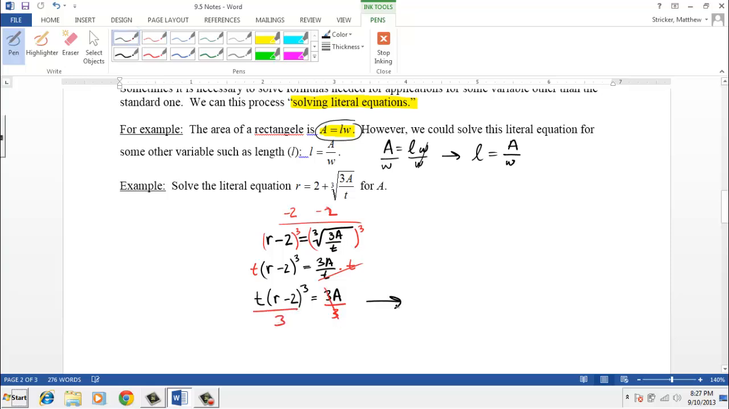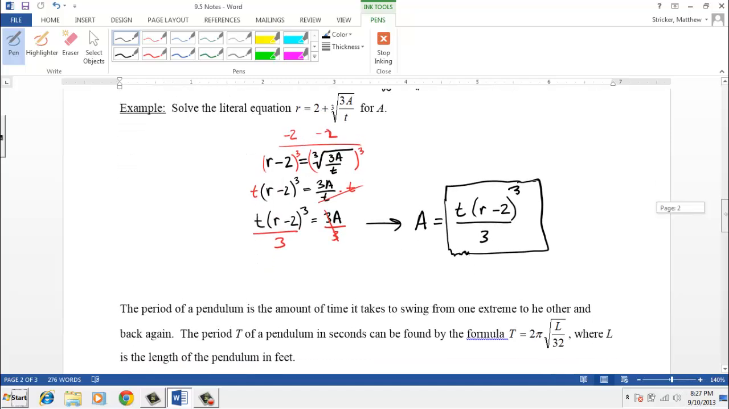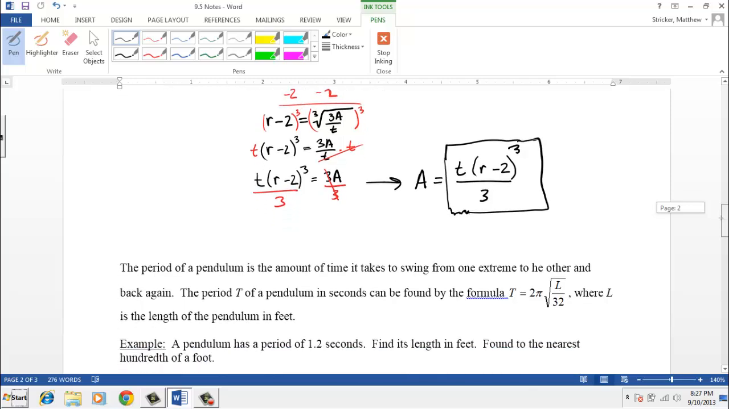So we end up with a, that's by itself, is equal to t times (r minus 2) cubed all over 3. So that's what we call solving a literal equation for a variable.